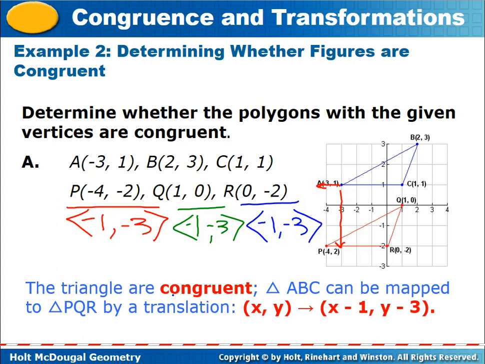And we could write that as a rule by writing that x becomes x minus 1, y minus 3. Now, again, remember, all of the things we've learned, a translation, a reflection, a rotation, they always keep the images congruent. The only one that changes the size of the image is a dilation. This is a translation.